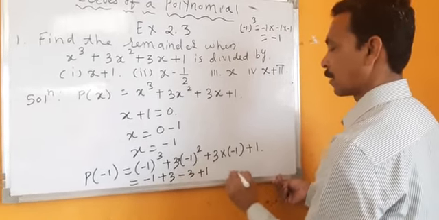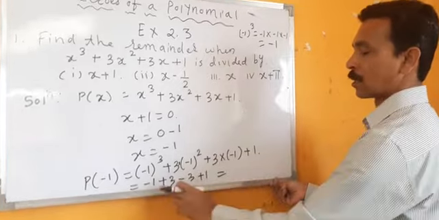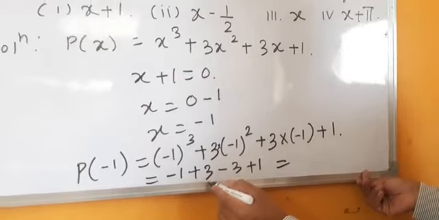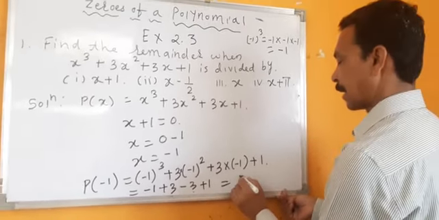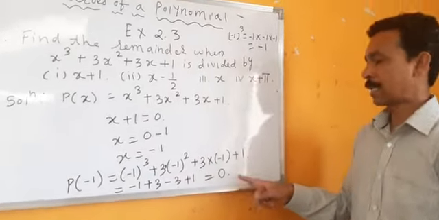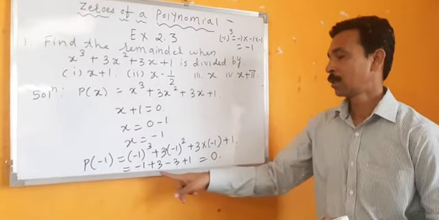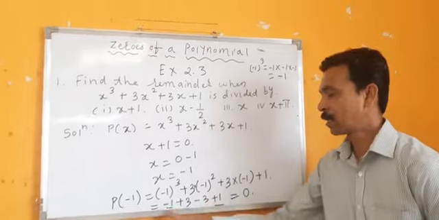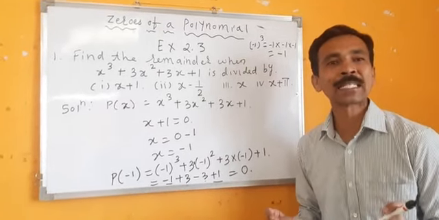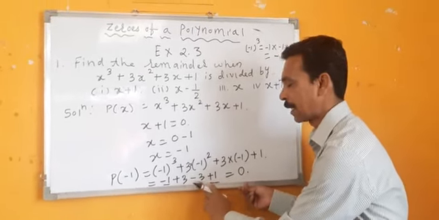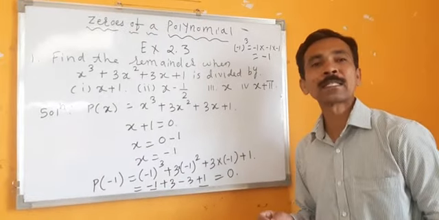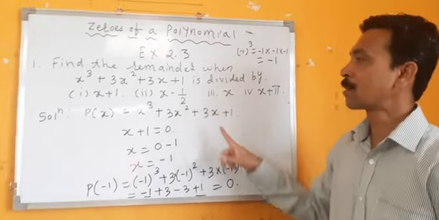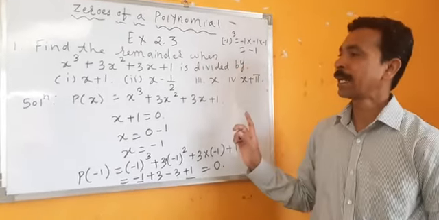Plus 1. Is equal to, minus 1 plus 1 cancel. Plus 3 minus 3 cancel. So what is the remainder here? 0. Again I am repeating how we got 0. This is minus 1 and this is plus 1. Minus 1 plus 1 gets cancelled. Similarly this is plus 3 and this is minus 3. 3 minus 3 gets cancelled. So what is the remainder here? 0. So this is the method to find the remainder.